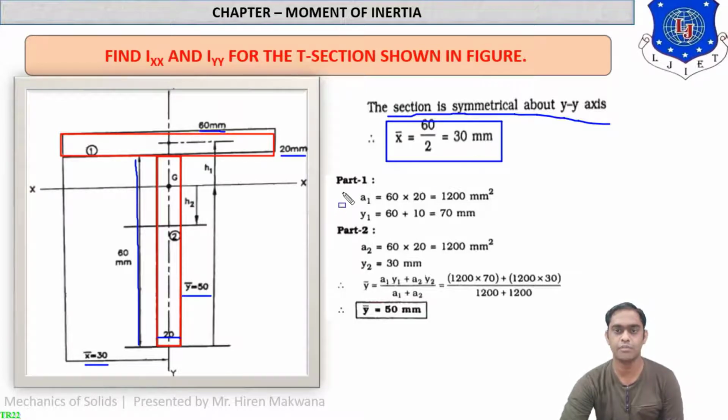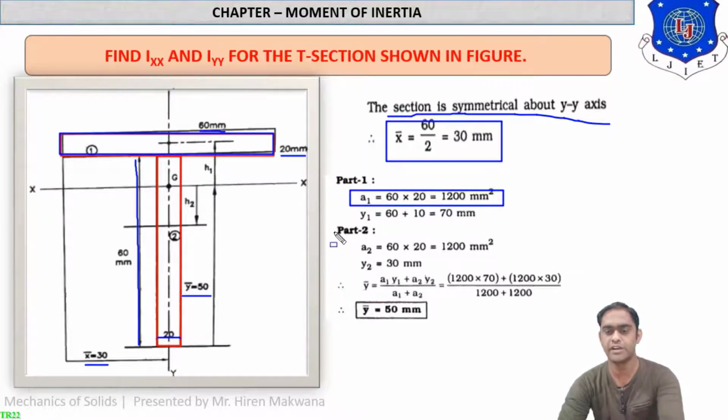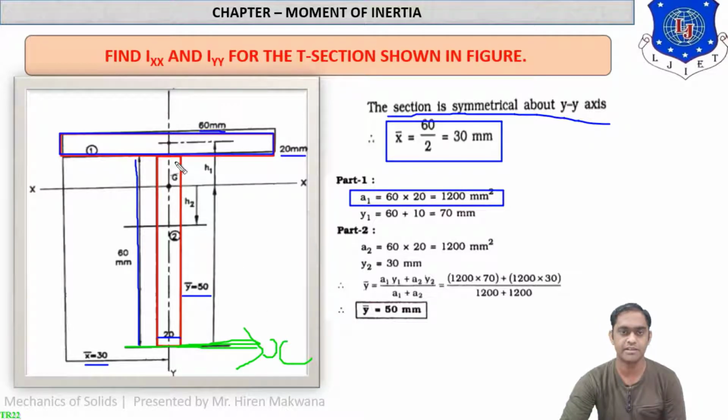Now let us talk about part 1. For part 1, the area will be 60 by 20. So A1 equal to 60 into 20, 1200 mm square. Now what is Y1 actually? You have to take the reference of the bottom axis, which is the X axis. Now part 1 CG will be at the center. From this center, the vertical distance is 10 mm plus 60 mm, so it will be 70 mm. So 60 plus 10 equal to 70 mm. So it is Y1. This method is repeated as in CG.